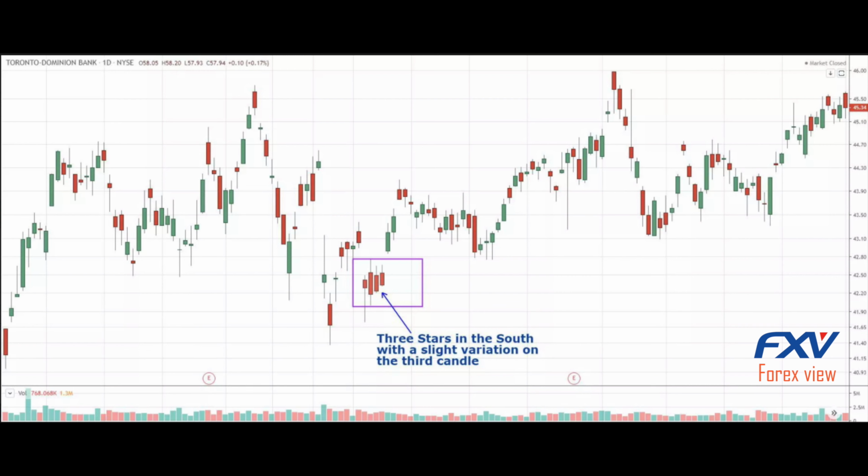The first candle is black with a long real body, long lower shadow and no upper shadow. The second candle is black with a shorter real body and a higher low than the first candle's low. The third candle is black with a short real body, no shadows and a close that's within the high-low range of the second candle.